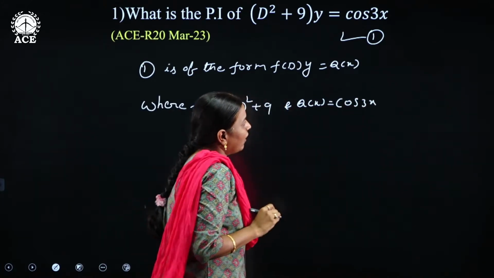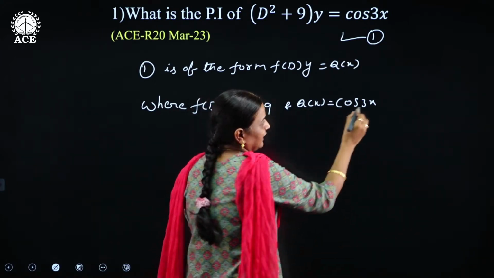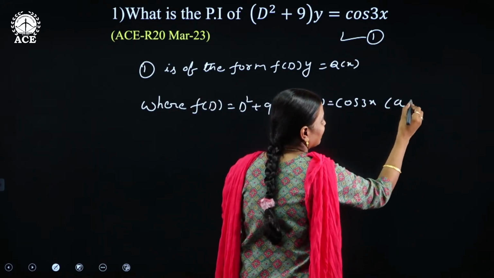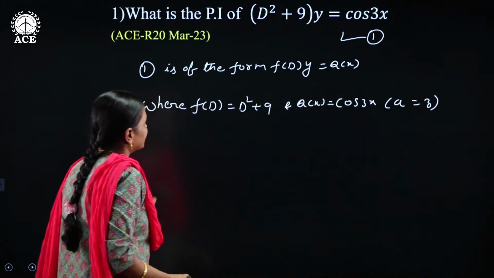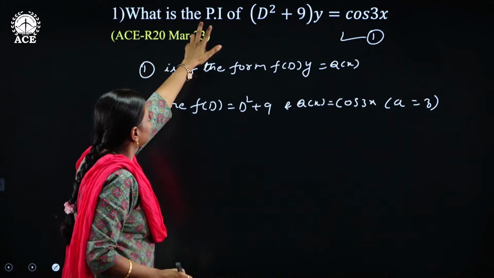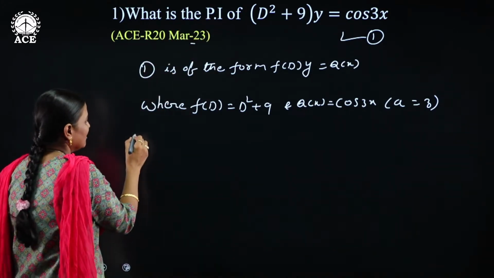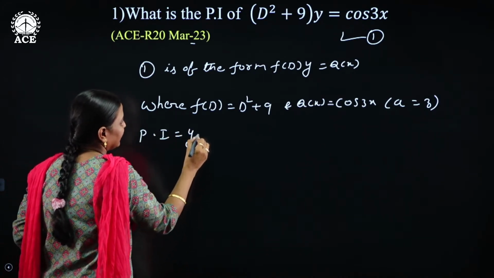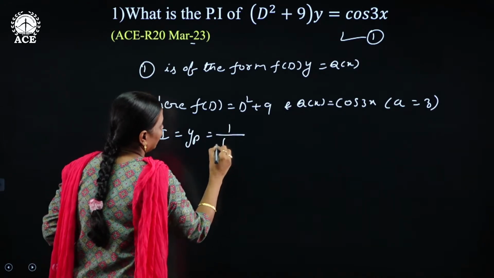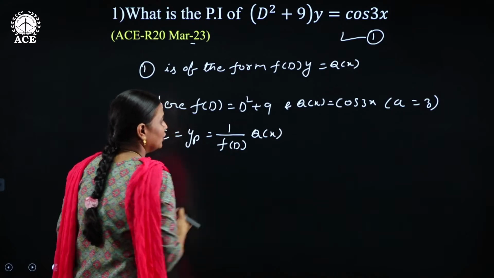And after identifying that q of x is cos 3x, it is of the form cos ax. What is the a value here? a is equal to 3. So next, what is the particular integral? Here what is the question? What is the particular integral of? So what is the particular integral definition? From the definition of particular integral, we can write particular integral as 1 by f of d into q of x.